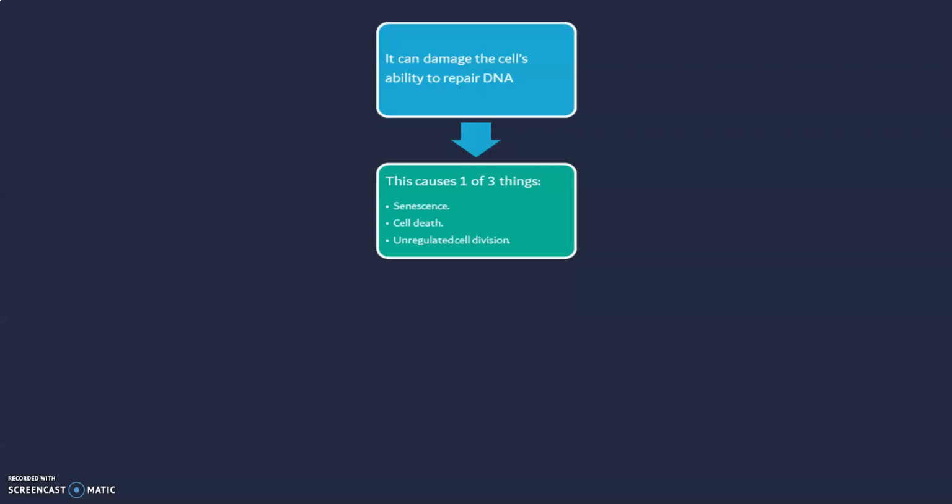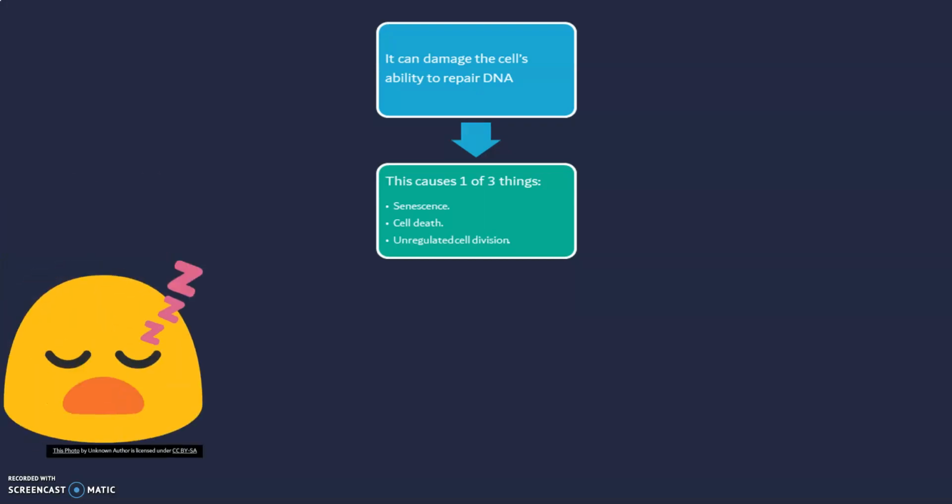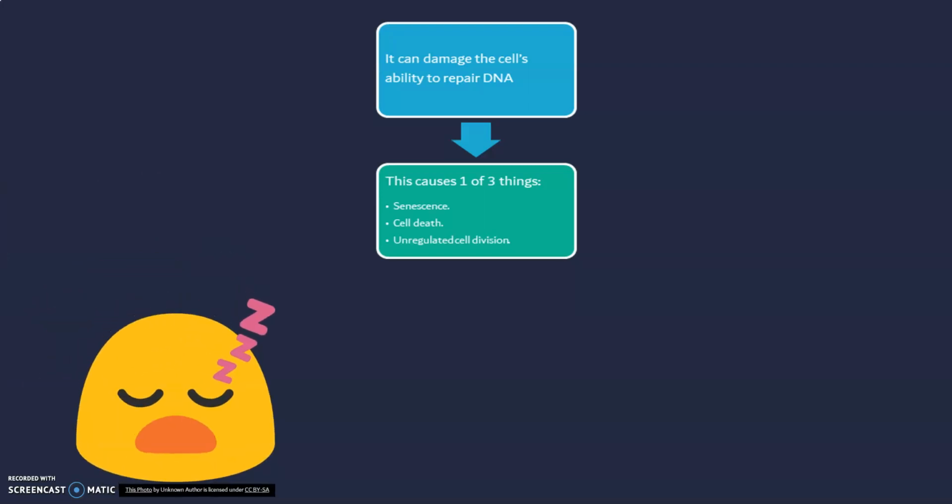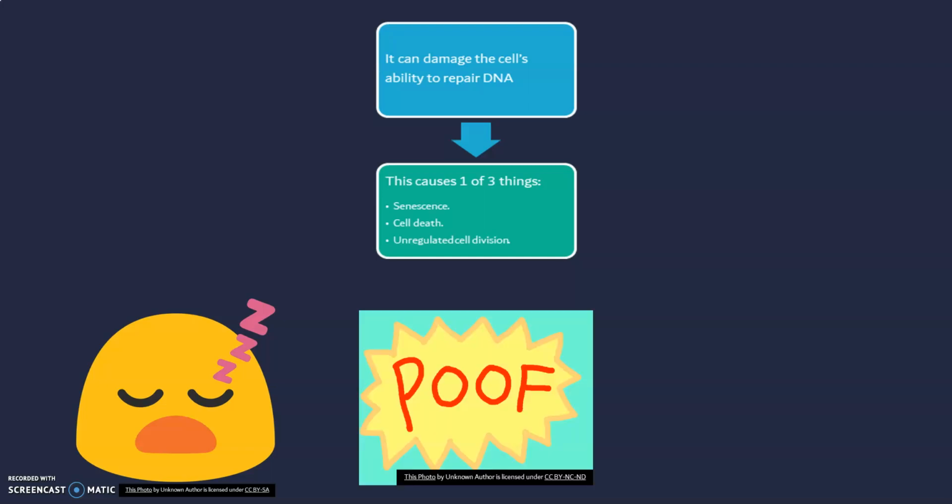When this happens, one of 3 things happen. The first is called senescence, which is an irreversible state of dormancy. I like to think of this as just the cell is going to sleep permanently and it never wakes up. So it's still there, but it's not helping with our biological functions and it's not really useful anymore. The next one is the cell committing suicide, which is known as programmed cell death. So it's gone.